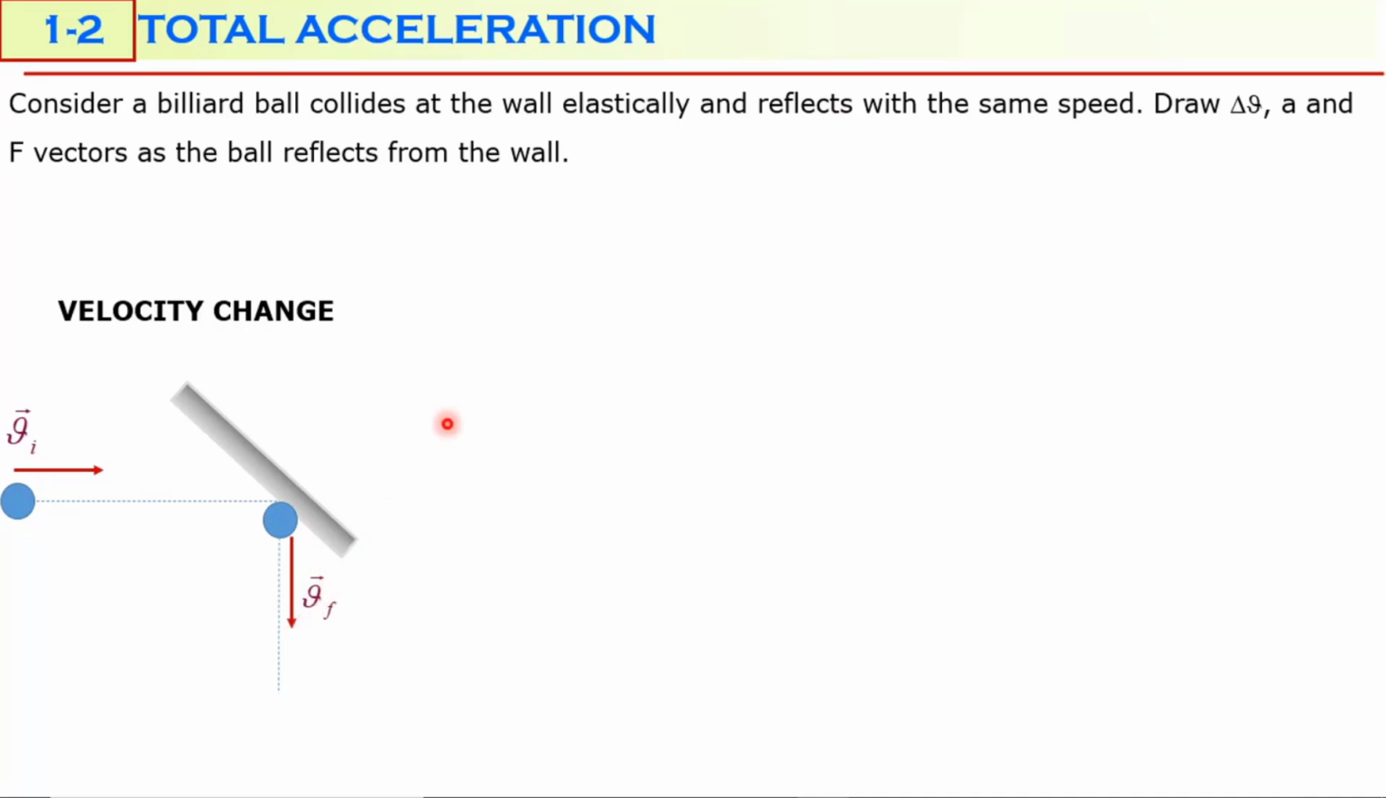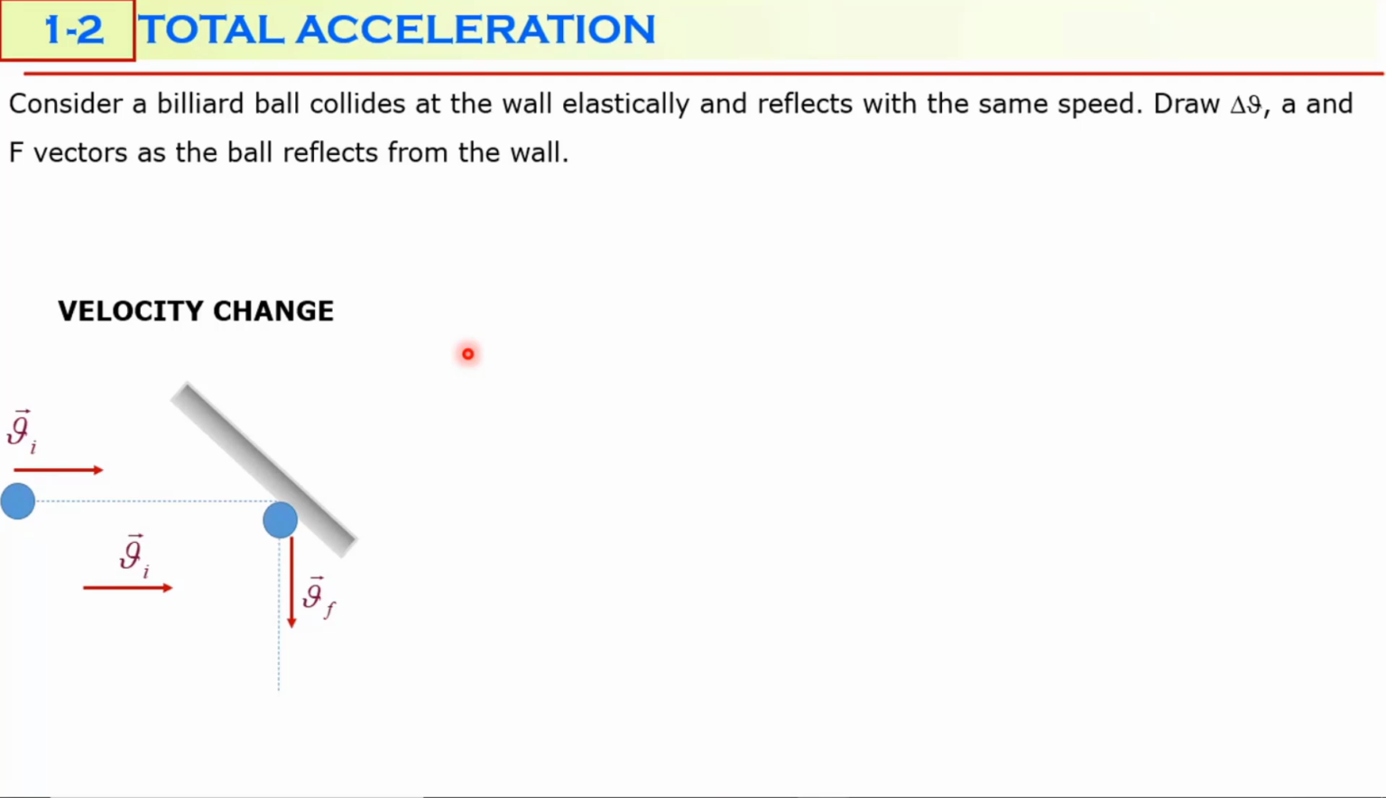Because the direction of motion changed, there must be a delta V. Delta V must have a direction. So the question is asking you to draw the direction of delta V, the acceleration direction, and the force vectors as the ball reflects from the wall. When the ball reflects from the wall, draw delta V, A, and F. Again, I'm going to use the same method I said: put these two vectors, the initial and final velocity vectors, so that their tails coincide. This is the initial vector.